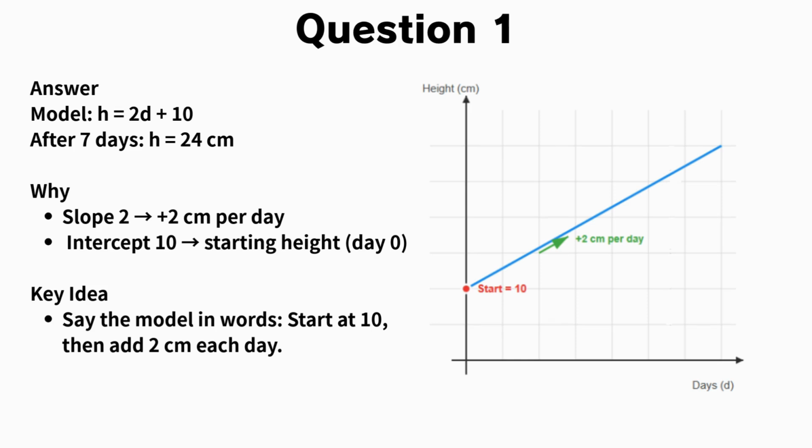Now we use the model to make a prediction. After 7 days, substitute d equals 7 into the equation. 2 times 7 plus 10 equals 24. So the plant's height after 7 days is 24 centimeters.